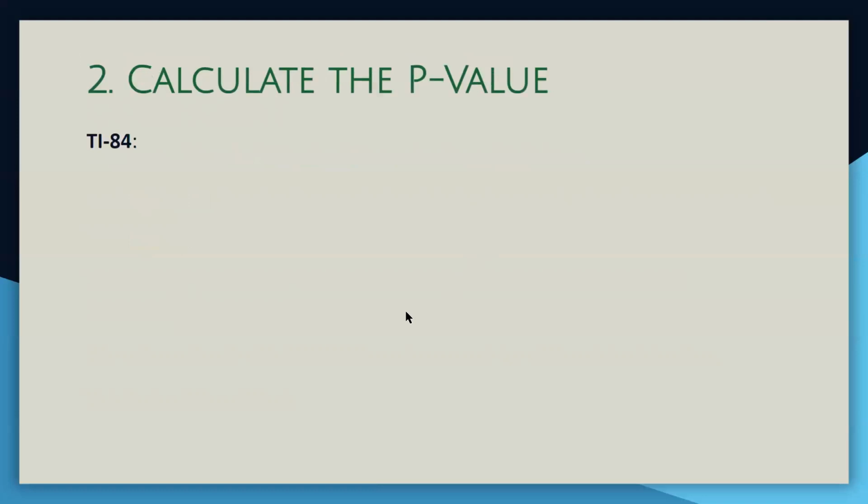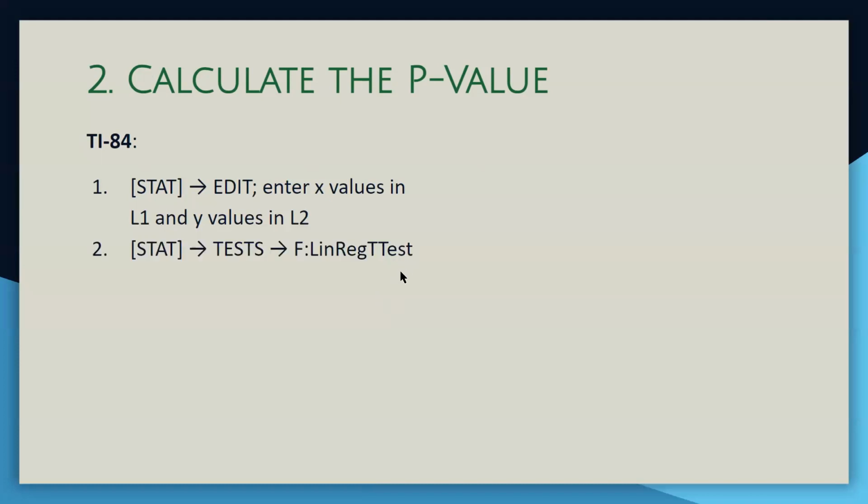To calculate the p-value, we're going to enter those X and Y values into list 1 and list 2. Ideally, you've already done that because you have found your correlation coefficient. And then instead of running option 8, LinReg(a+bx) in the calc menu, we're going to go to stats test, and we want LinRegTTest, linear regression t-test. It's option F. It's way down towards the bottom.